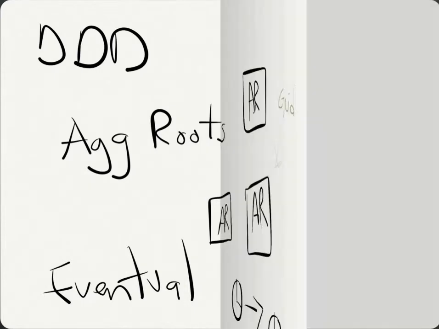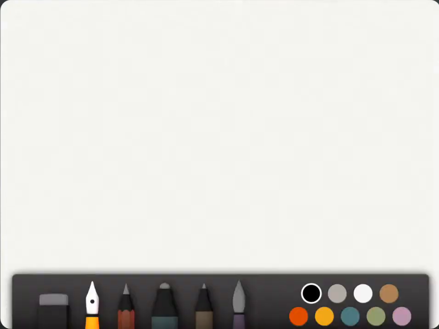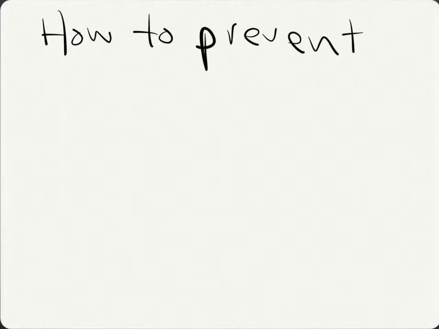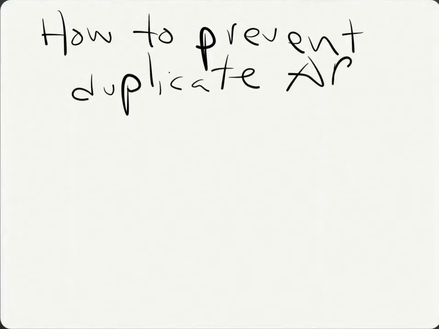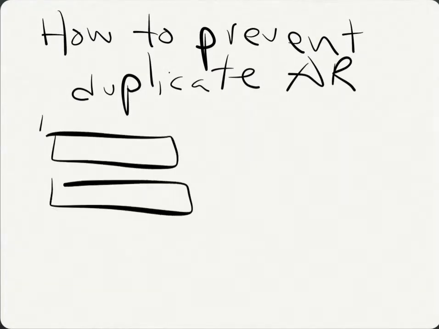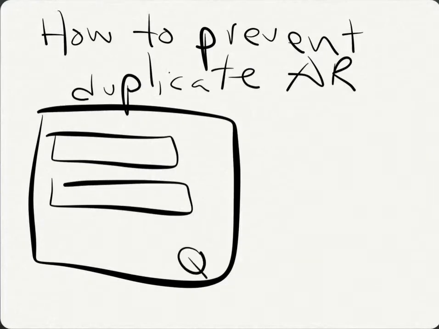Okay, so one of the problems is how to prevent duplicate ARs, aggregate roots. Let's say you have two commands in the queue. This is the command queue. Let's say one of these commands is create employee, and the other one is also create employee.